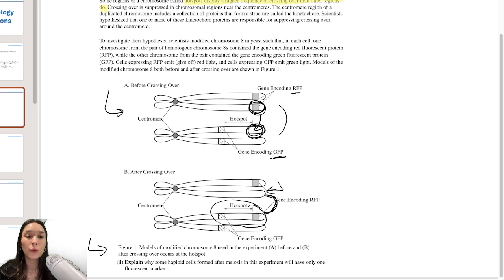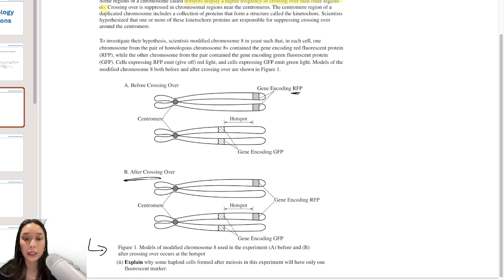Okay, so this next part here is not actually about this diagram. It's a pretty general question. It asks you to explain why some haploid cells formed after meiosis in the experiment will only have one fluorescent marker. Okay, so they'll only have one fluorescent marker, meaning after crossing over, they will only have either GFP or RFP. Now, it won't be all of them. As you can see, some of them might have 2, some of them might have none, but some of them only contain one of the markers.